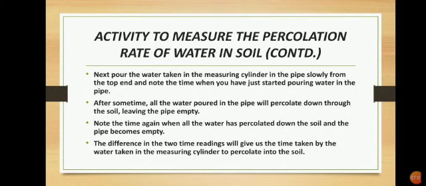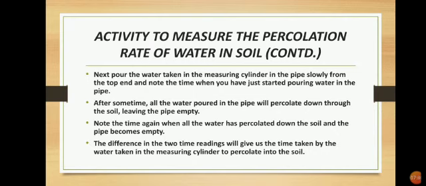So first you note the time when you are pouring the water from the measuring cylinder into the PVC pipe. When the pouring of the entire water has been completed, you have to keep an eye inside the PVC pipe to see whether all the water has entered. Once the inside of the PVC pipe becomes empty, you have to note that final time also. Suppose it is 12:30.